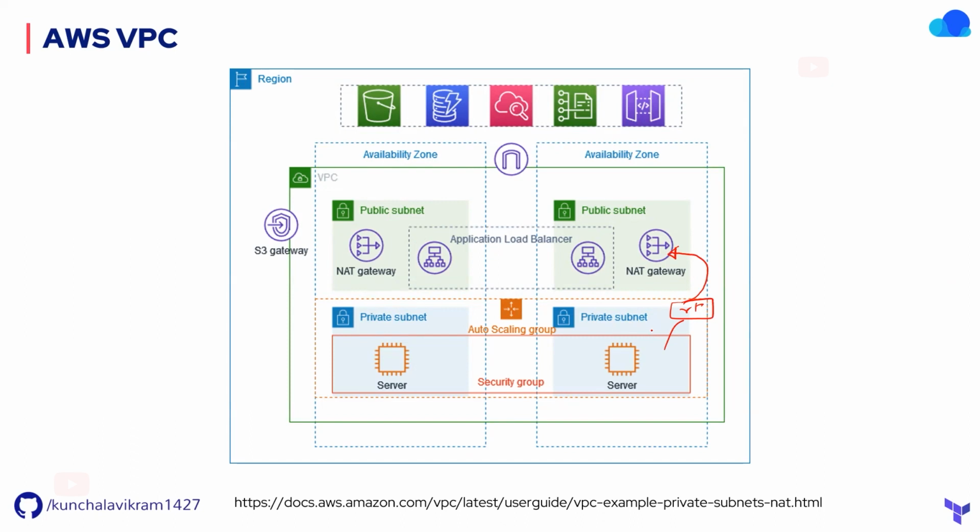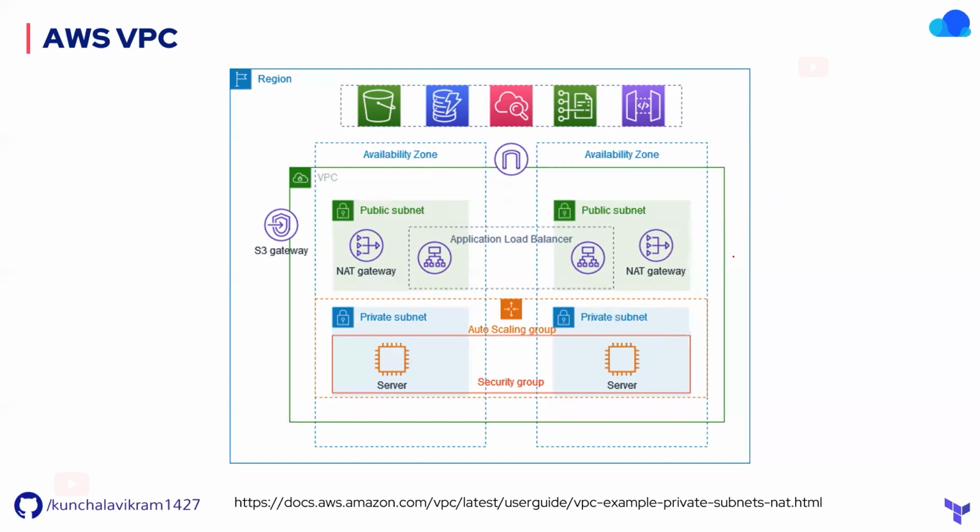Okay. Got it? So the public subnet has a route table that is routing to the internet gateway, so it becomes public. A private subnet, if it is associated with a route table that has a route to the NAT gateway, it becomes private. Which means the instances inside this private subnet can talk to the internet, but it will not allow any incoming traffic.